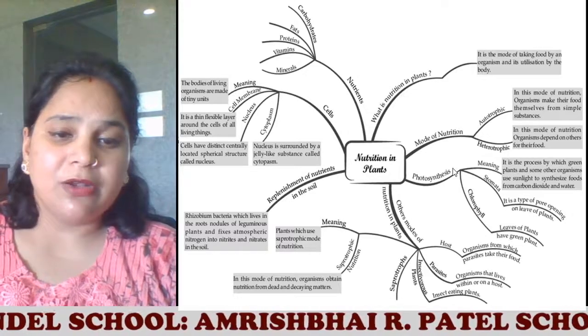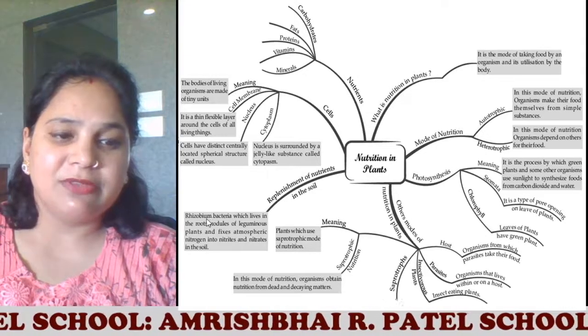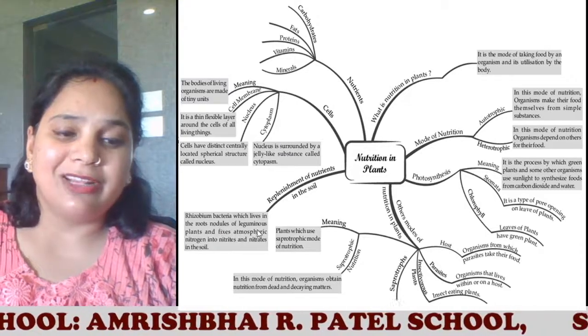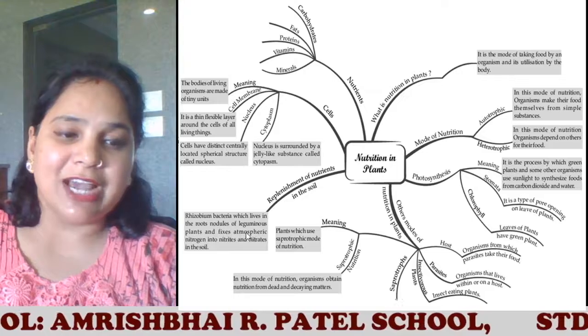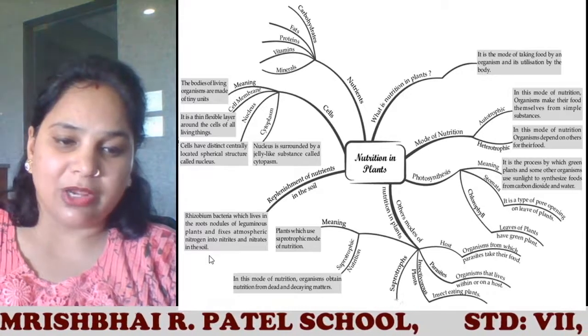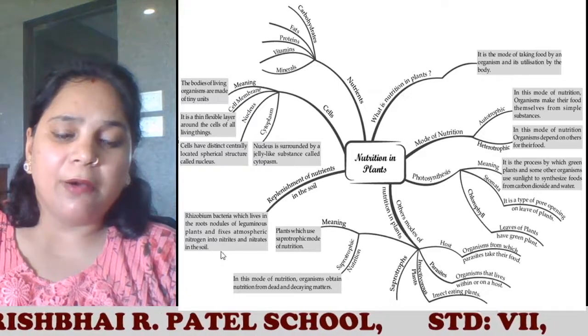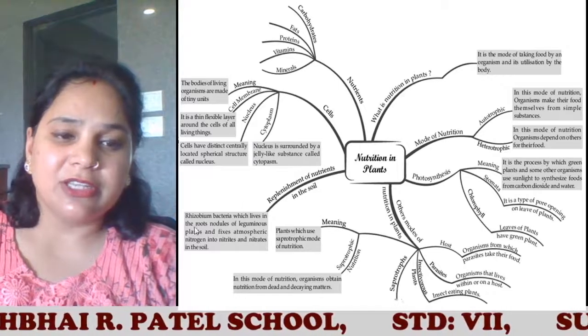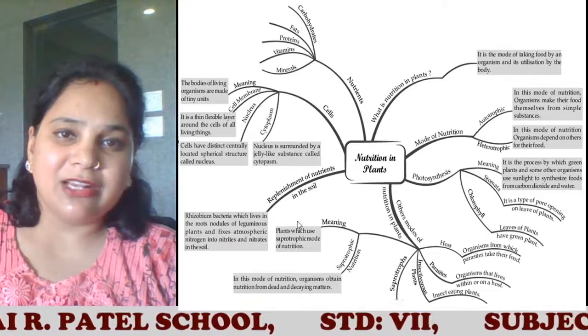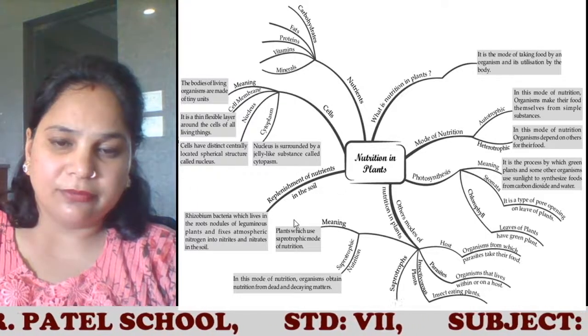Replenishment of nutrients in the soil takes place with the help of rhizobium bacteria, which live in the root nodules of the leguminous plants and fix atmospheric nitrogen into nitrites and nitrates in the soil. So you should know how the nitrogen is getting replenished in the soil, and the ways by which these nutrients get replenished in the soil.